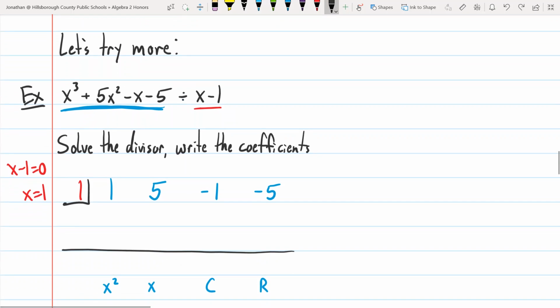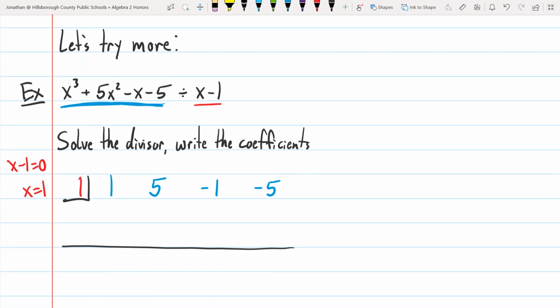So I'm going to follow the steps I had before. Drop down the first one, 1. To get my new number here, I multiply it by my red number in the box. Eventually, you're going to see that I'm not really going to write these arrows as much, just the first one. So 1 times 1 is 1. Add down, we have 6.